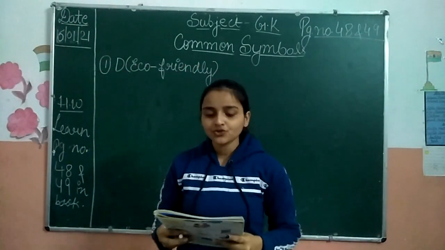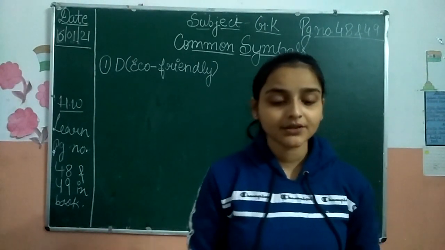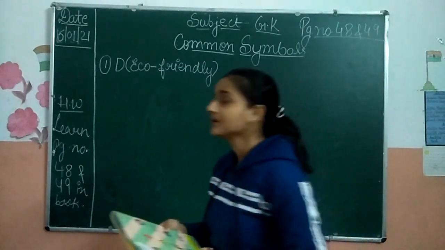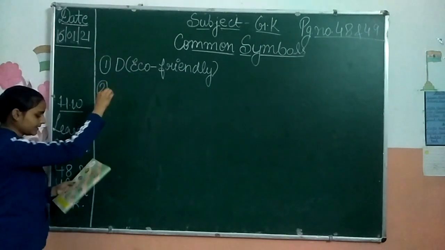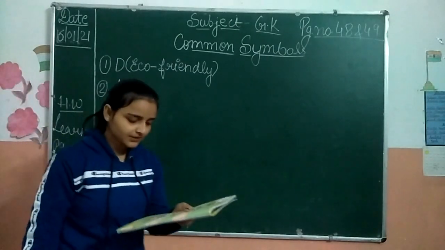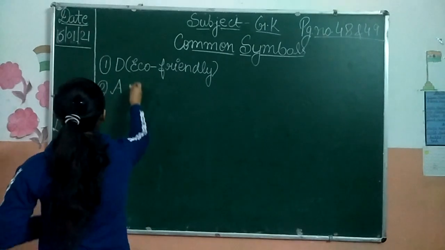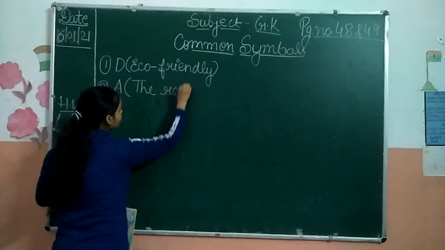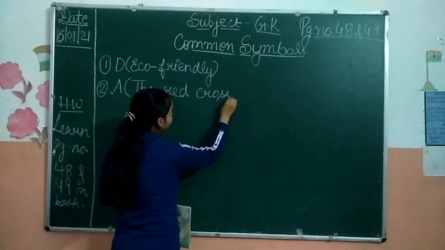Now, come to second symbol. Which symbol is this? The red cross. Red cross is the symbol for hospital. Yes or no? So, in second number, write it down first of all A. Look at the A clue. What is given? The red cross. Okay. Here write it down. The red cross.